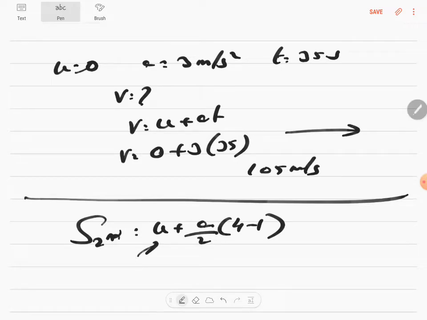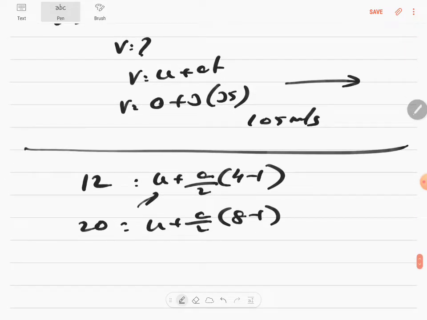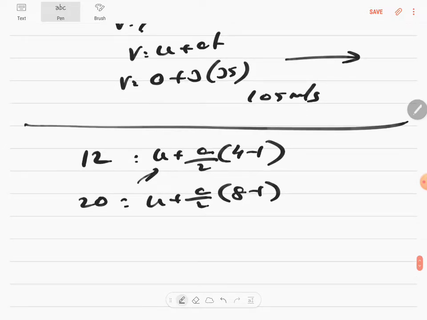But I can say that it is covering 20 meters. So this is given in the question. A body covers 12 meters in the second second and 20 meters in the fourth second. So u plus a by 2 into 2 fours are 8 minus 1. Correct? Okay. With these two, you can form two equations with u and a. You will get a linear equation. And you can solve it and get the values of u and a.